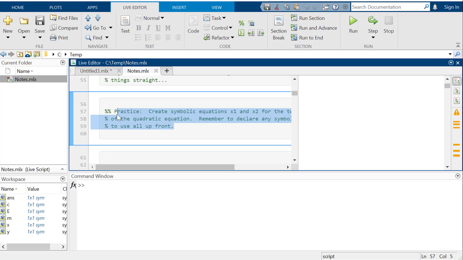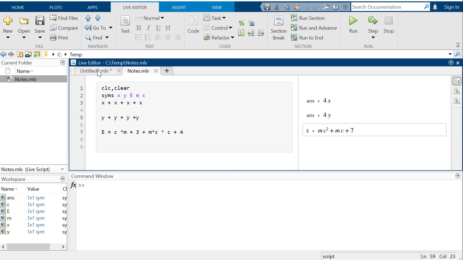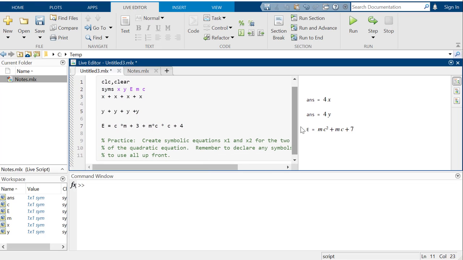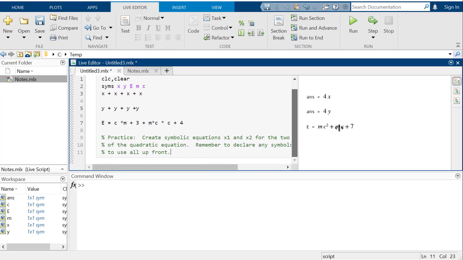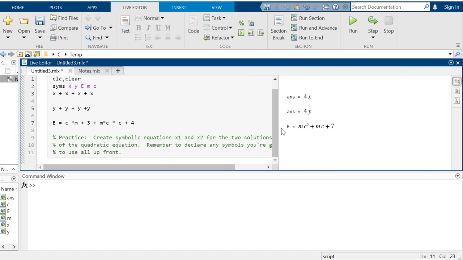All right, so take a sec and you can, let's do this here. So let's create symbolic expressions for these. Oh, I can't make that any bigger. Let's try and do it. There we go. Okay, so try and make the two sides of the quadratic equation.